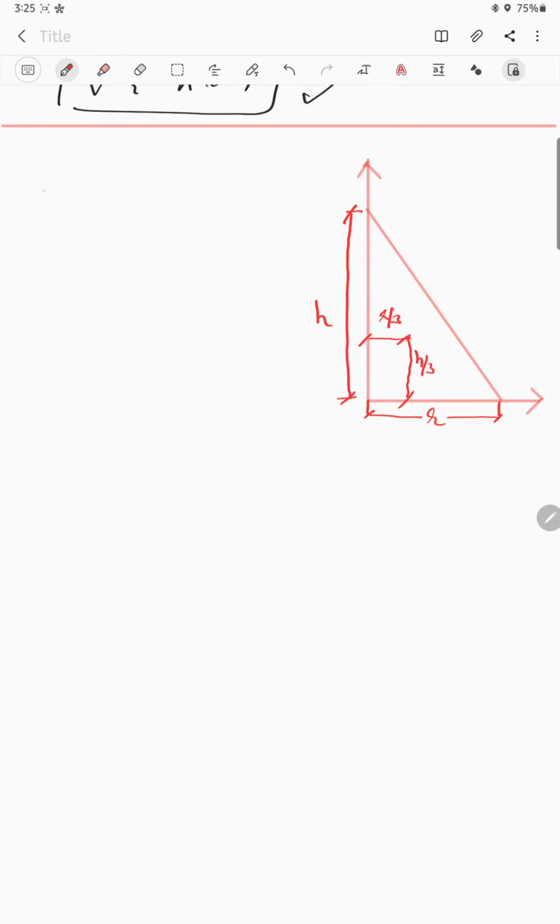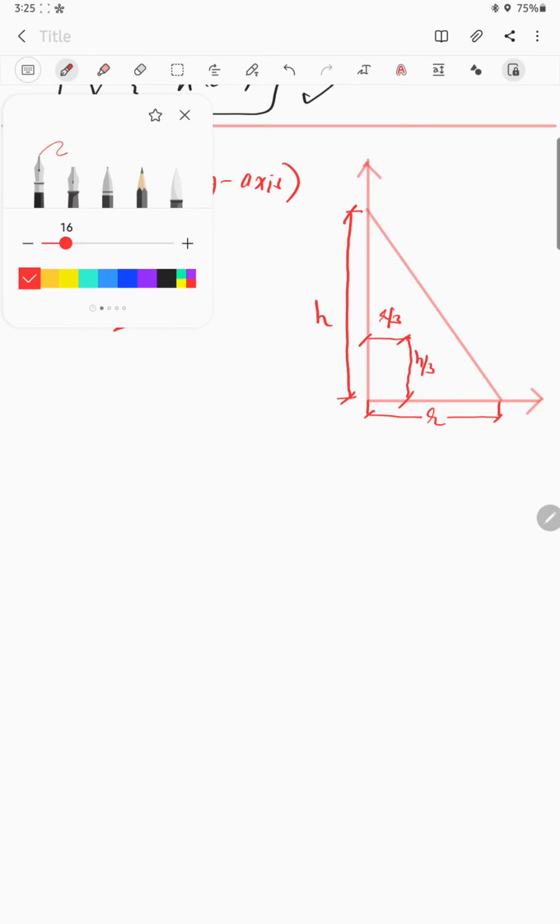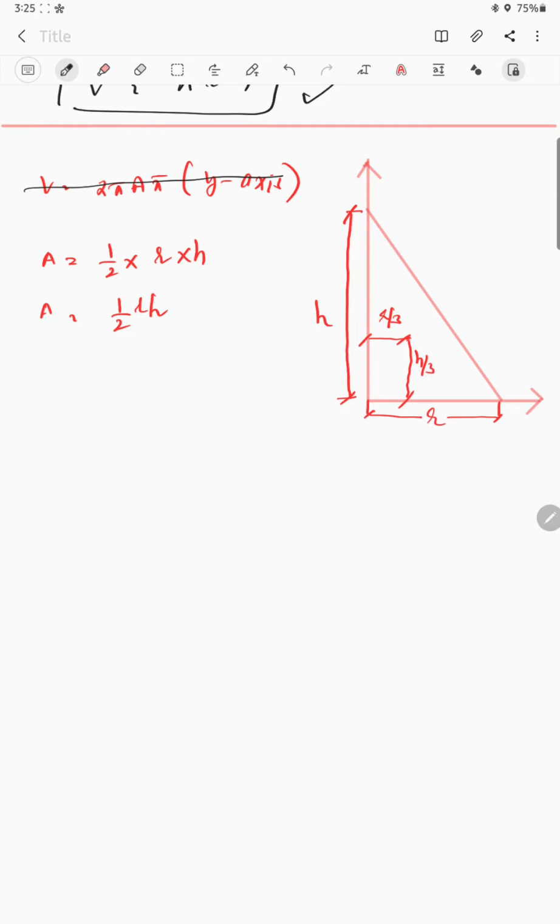So V is equal to 2 pi A x bar when rotated about the y axis. We know this one, right? So what is the area of the triangle? Half base into height, r into h, which is half r h. We'll take it down in black color. The red one is given in the question, whereas we are writing the solution in black color. Area is half r into h.